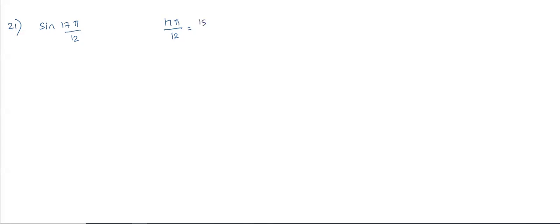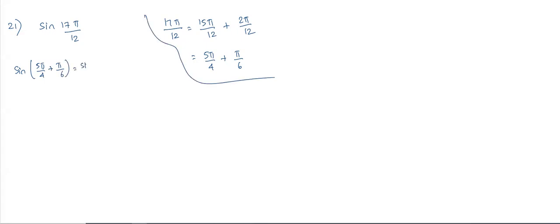So I'm going to write 15 pi over 12 plus 2 pi over 12. Now 15 pi over 12, 3 is a common factor. So I get 5 pi over 4 plus pi over 6. So this can be written as sine of 5 pi over 4 plus pi over 6. I apply the sine sum formula and I have sine A cosine B plus cosine A sine B.